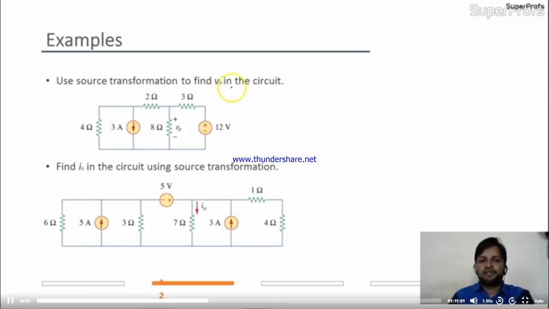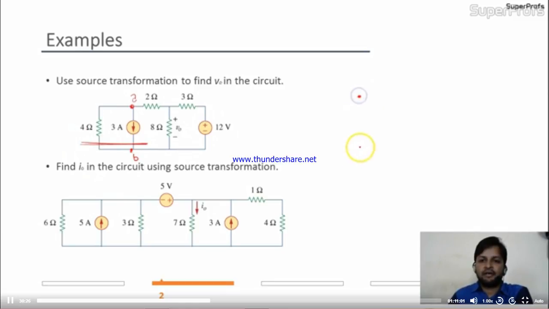Use source transformation to find the V0 in the circuit. Now we will see how the source transformation technique is very useful to make this circuit very simple. I'm telling you, see, this is the point A, this is the point B. Suppose between A and B we have one current source connected in parallel with resistance R. So can we apply source transformation here?